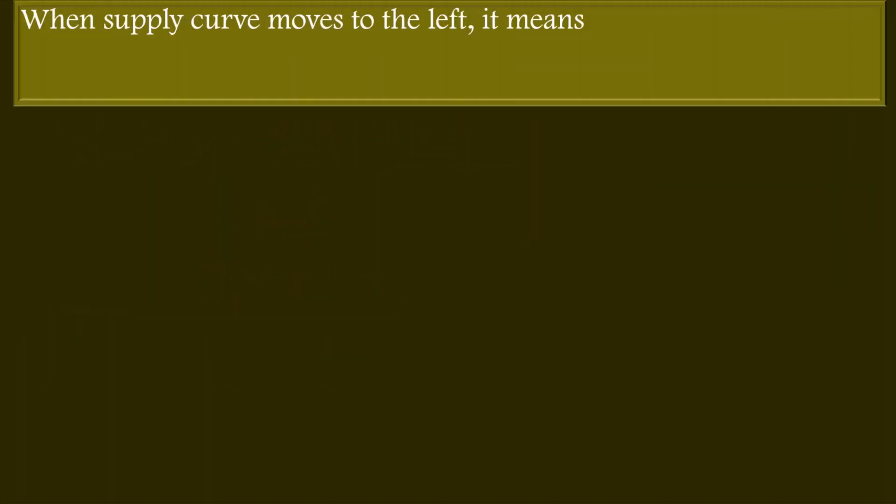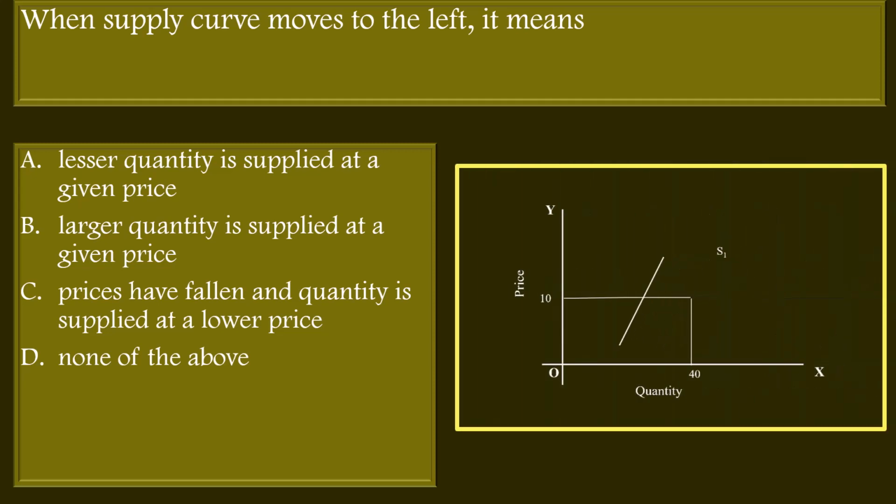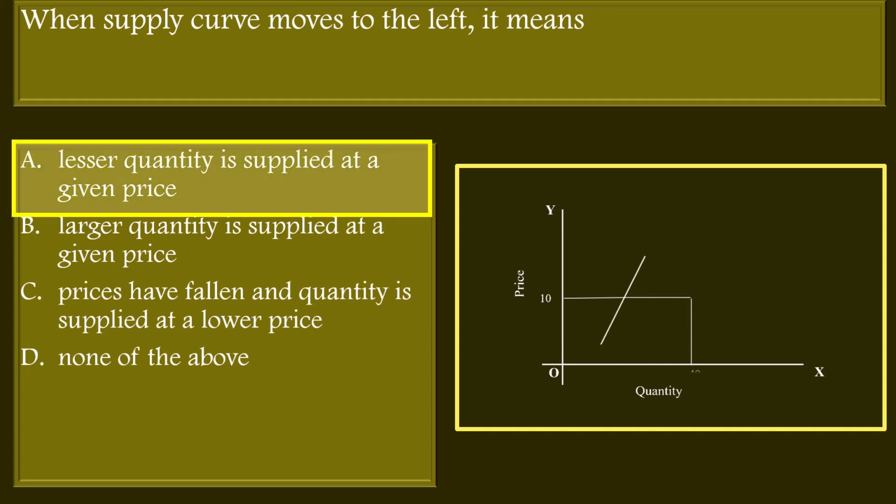When supply curve moves to the left, it means options. A. Lesser quantity is supplied at a given price. B. Larger quantity is supplied at a given price. C. Prices have fallen and quantity is supplied at a lower price. D. None of the above. The supply curve moves to the left, which means a decrease in supply. Option A. Lesser quantity is supplied at a given price is the right answer.